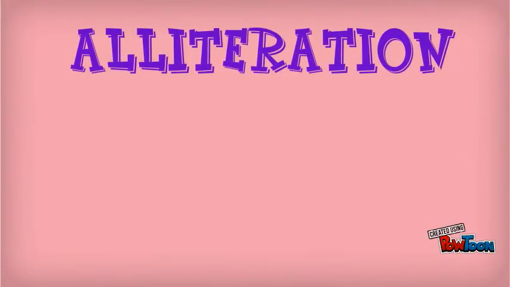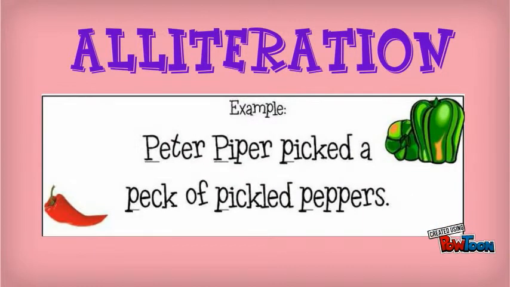Alliteration is next. Alliteration is when the sound at the beginning of words is repeated, like in Peter Piper picked a peck of pickled peppers. The beginning of each of those words starts with the p sound.